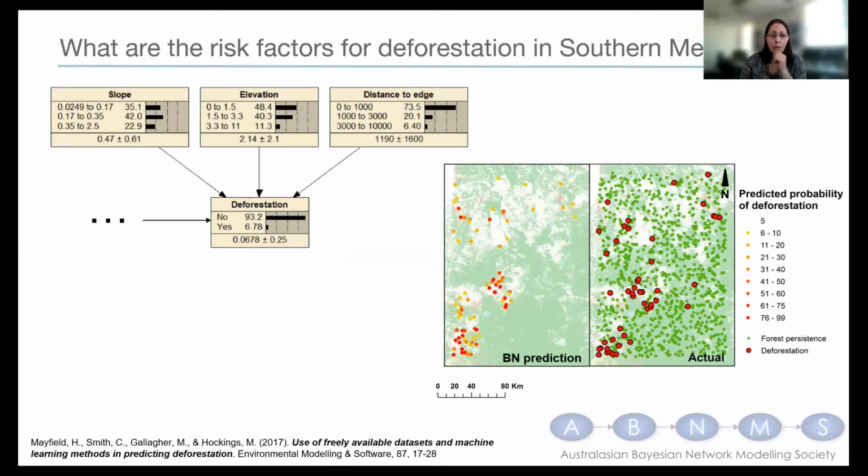And we use loads of free data sets to create our values. And then we enter those into a Bayesian network and use them to predict the probability of an area being deforested. And you can see the results here, and they're pretty good. You can just get a pretty good picture. So never underestimate the value of free data.